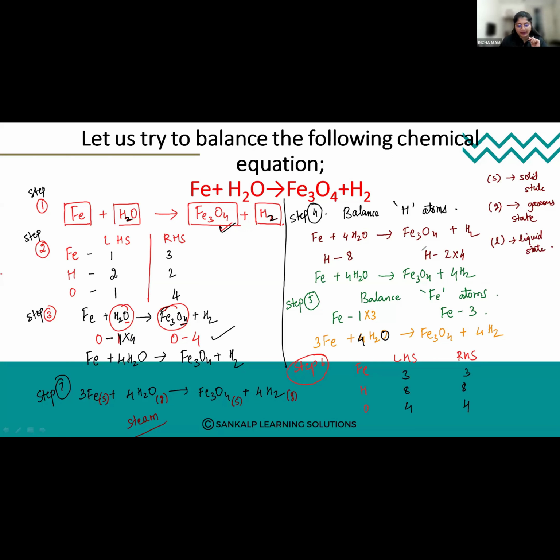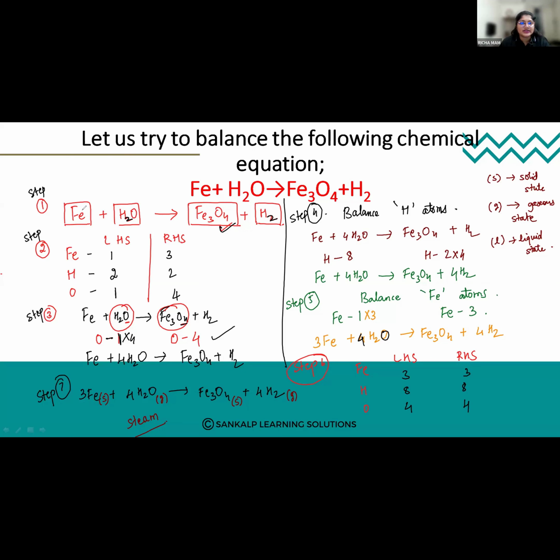One more time, I will repeat it. Here water is in the form of steam. When we use water in the form of steam, we use (g), the gaseous state. And when we use water in the liquid state, then we use small (l). So these are the important steps. Let me repeat it once more.